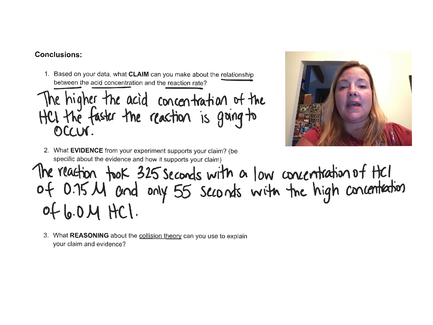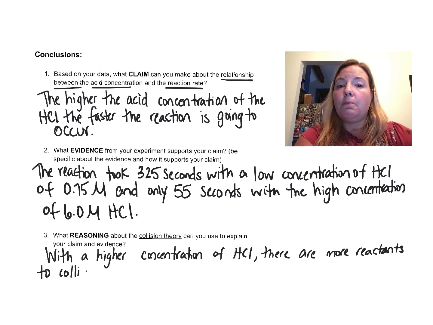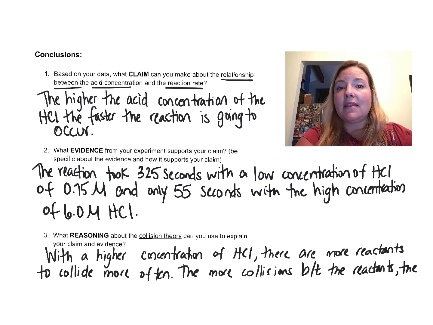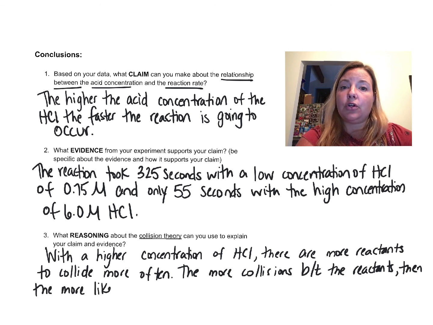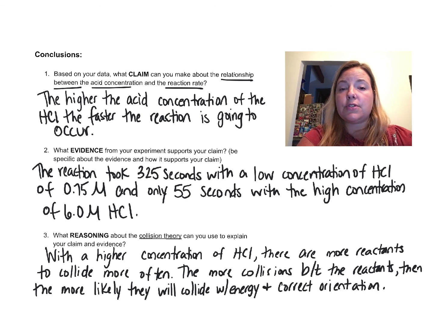So I'm going to say that because there is a higher concentration, that is going to mean that there are more reactants. If there are more reactants, they are going to collide more often. And the more collisions that there are between the reactants, the more likely they will meet the needs of the collision theory, which is that they need to collide with the correct orientation and with the correct amount of energy. So if they're colliding more often, because there are more reactants, they're more likely to meet those two pieces that are necessary for the collision theory.